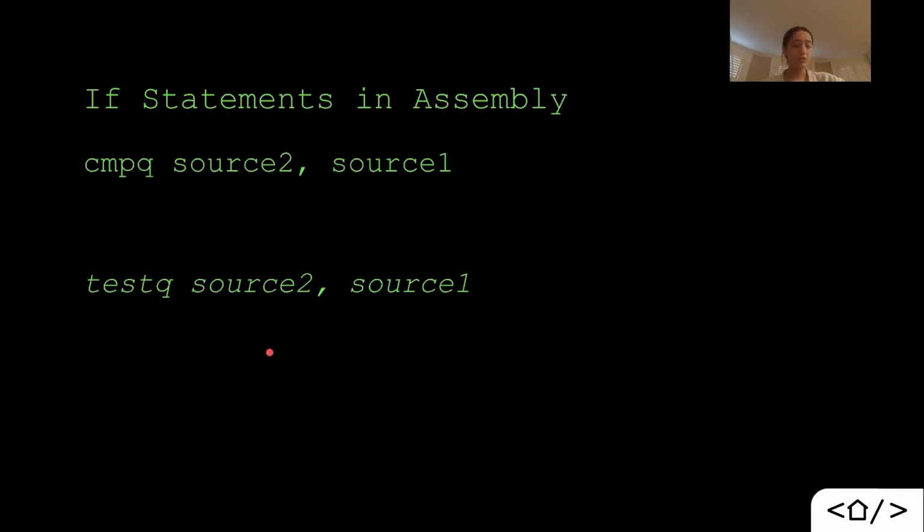So 2 of the main instructions that are used in assembly with respect to if statements are CMPQ, and that's like computing A minus B without actually setting a destination. And then also TESTQ, and that's a bitwise operator which will compute A and B also without setting a destination.